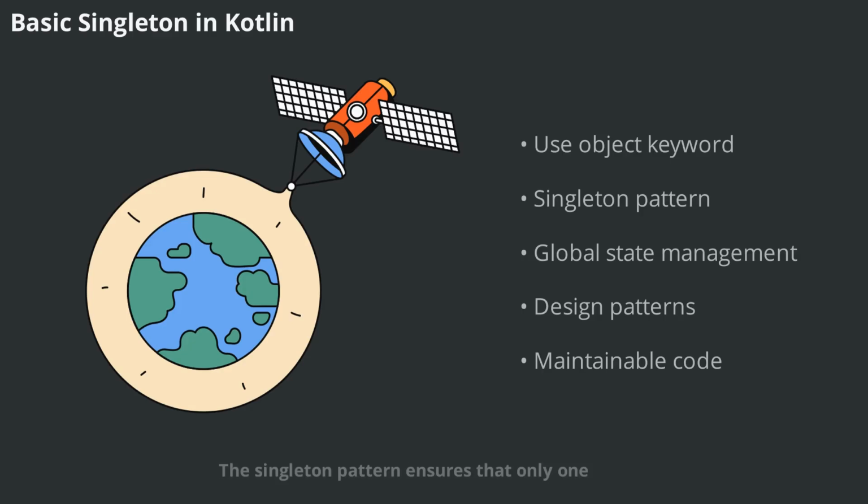The singleton pattern ensures that only one instance of a class exists throughout the application. In Kotlin, you can use the object keyword to create a singleton. For example, AppConfig manages theme and language settings. Interviewers use this question to assess your knowledge of design patterns and your ability to write maintainable code. Practicing this helps you understand how to manage global state in Android apps.